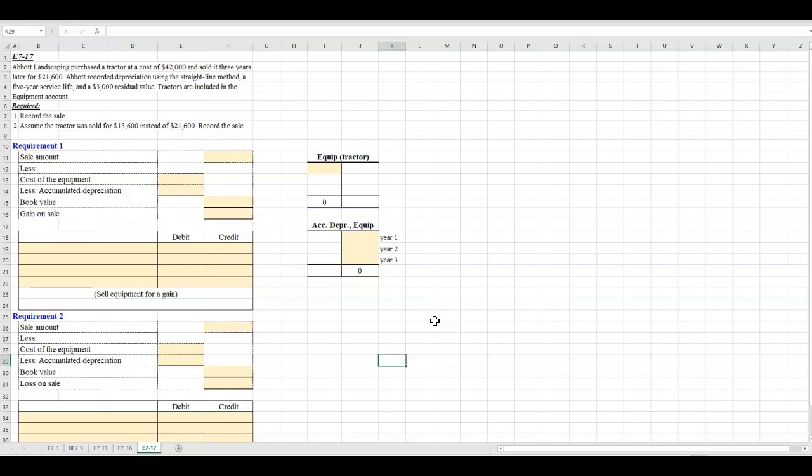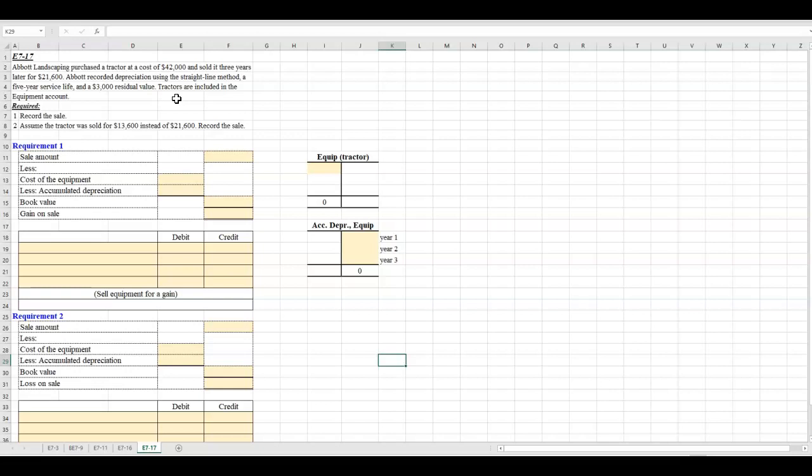And this is for when you sell a piece of equipment that's not fully depreciated. If you sell it at a gain, you have to pay taxes or report the gain. If you sell it at a loss, you have to report the loss. So here's the problem, E717. Abbott Landscaping purchased a tractor at a cost of $42,000 and sold it 3 years later for $21,600. Do they have a gain or a loss?